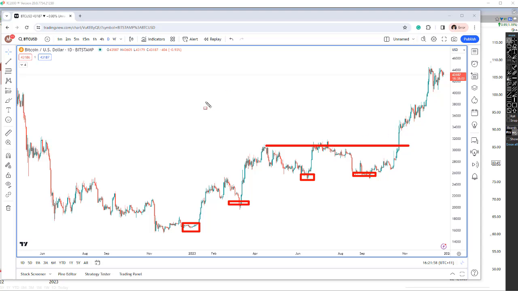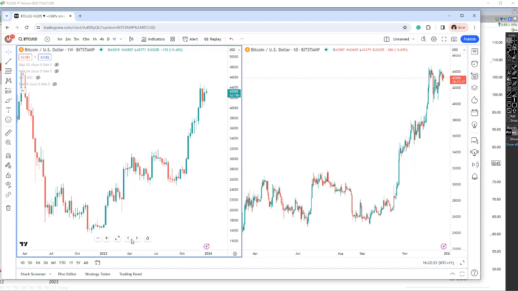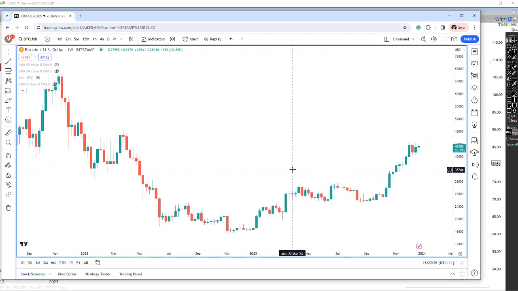Now, why is that important, right? So this is the daily chart here right now. If we look at the daily chart, and then if we go look at the weekly chart, this is the weekly chart here on Bitcoin. And this is what it looked like on the weekly chart, okay?